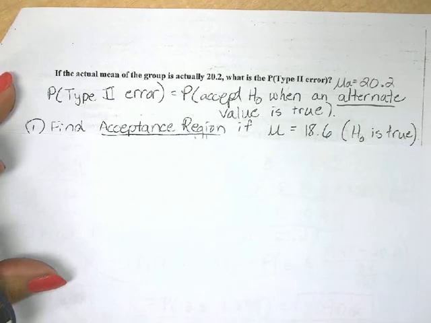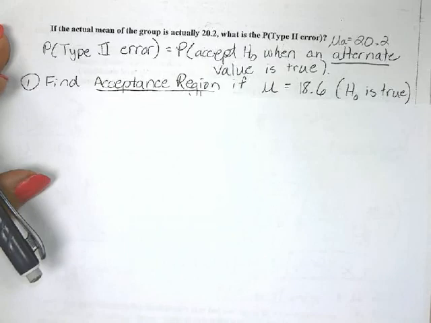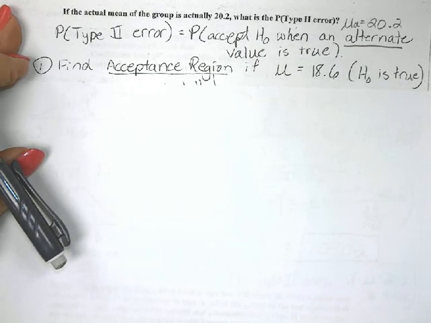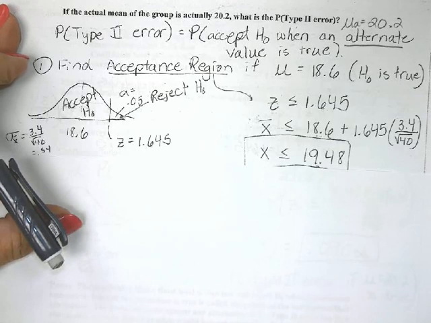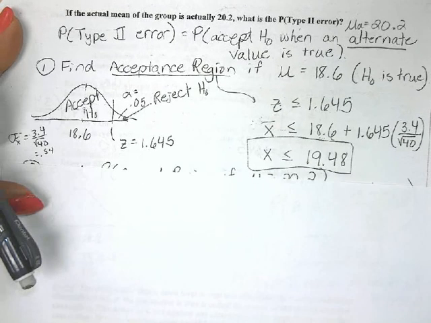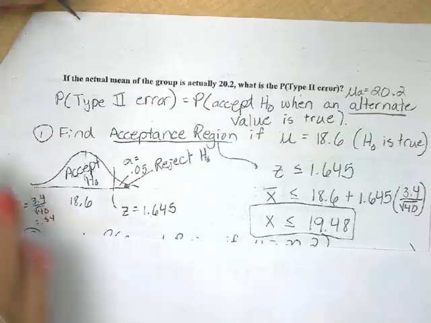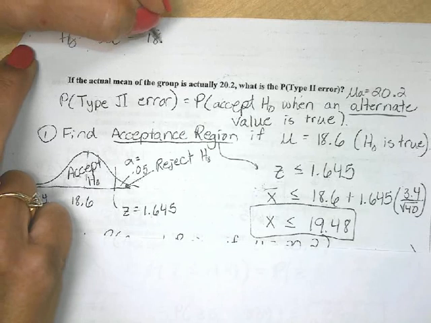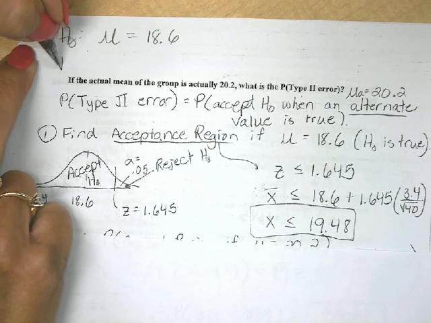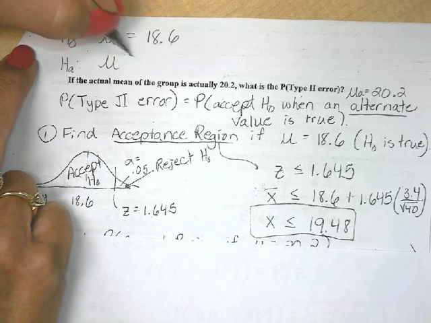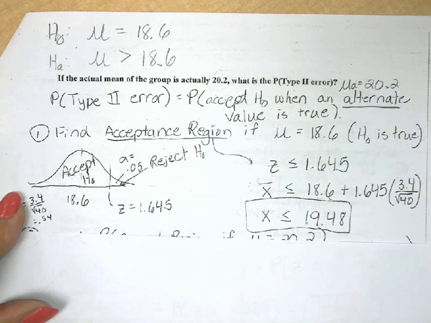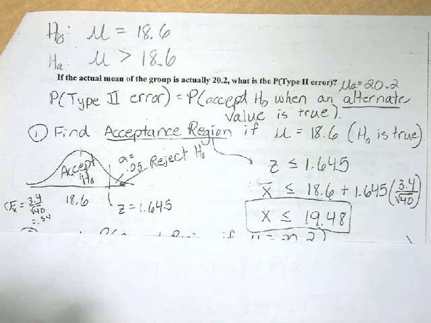Now, it's kind of a two-step process, and the first thing we have to do is find out when we would reject and when we would accept the null with the hypotheses that we're starting out with. And so remember, we're using the null hypothesis that the mean is 18.6. That's what we're assuming Wannabe High School has as its mean. And alternately, we think it's higher than 18.6.